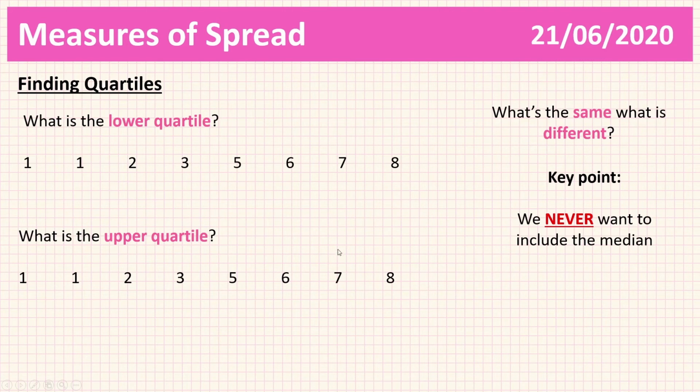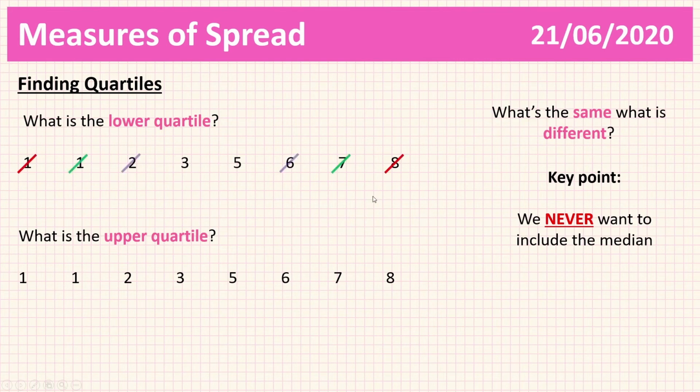Okay, so let's have a look at what the similarities and differences are between this data set and the one we had before. To see the key similarity and the key difference: the similarity is that they have the same number of data points, so there are 8 in both. The difference appears when you start answering the question.